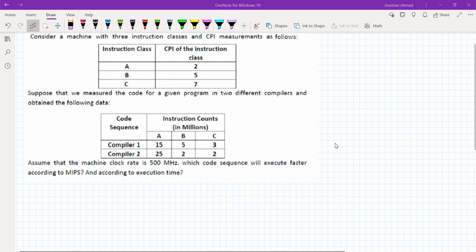Question number 6 is also similar here. This is your CPI, and this will be the value of the instruction count or the occurrence. Again, it will be 15 million here, 5 million here, 3 million here. So everything will be in terms of millions. You need to find which will execute faster according to the MIPS as well as the execution time, assuming the clock rate is 500 megahertz. We already solved question number 3. It's more or less similar here.